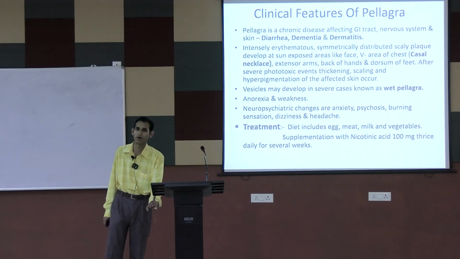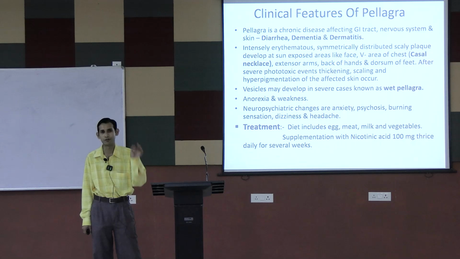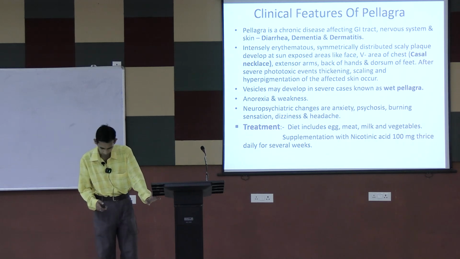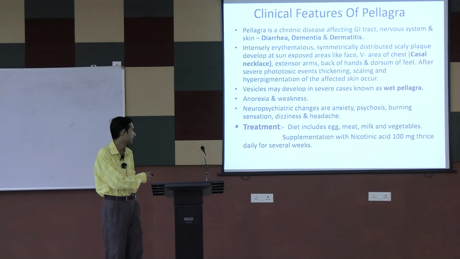What is a vesicle? Can somebody tell me what a vesicle is? A vesicle is a fluid-filled skin lesion, size less than 0.5 centimeter. What is a bulla? A bulla is a fluid-filled skin lesion, size more than 0.5 centimeter. So, vesicles may develop in severe cases, known as wet pellagra.